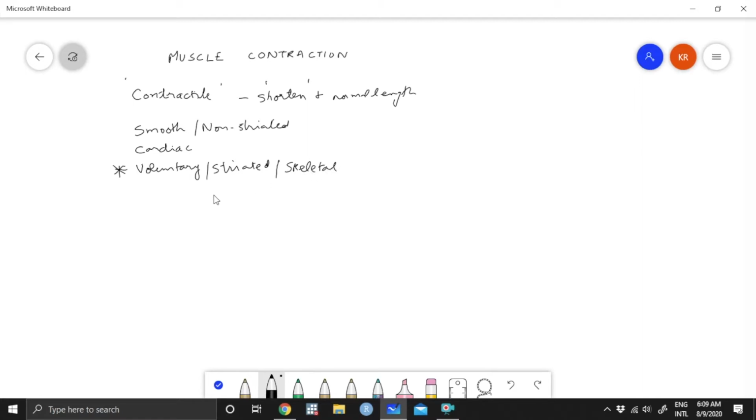So always wherever there are two bones and the bone needs to move, there we have voluntary muscles or striated muscles. Whereas smooth muscles, for example, are present in the bladder or in the alimentary canal. So these are non-skeletal muscles. Cardiac muscle is present in the heart.